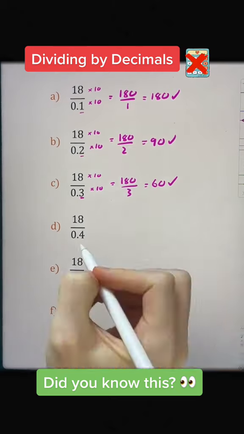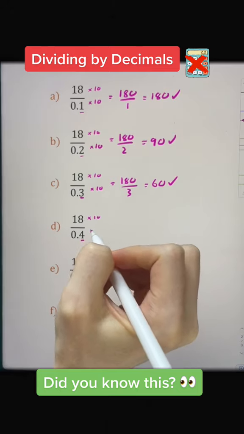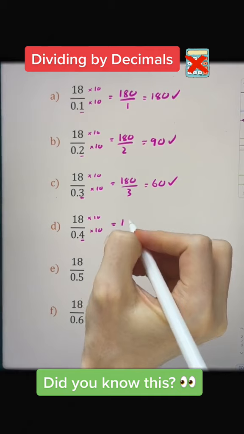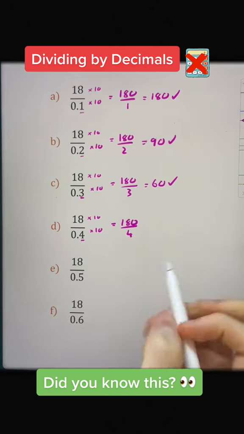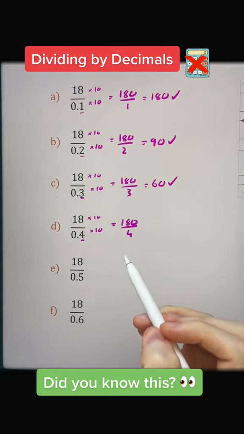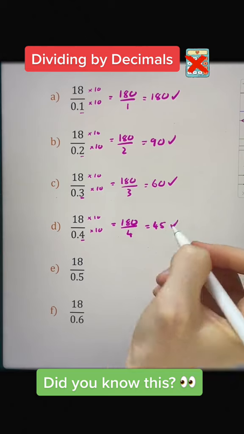For part D, again we've got one digit after the decimal, so once more I'm going to multiply the top and bottom of my fraction by 10 to keep it equivalent. 18 times 10 on the top will give us 180, and the bottom 0.4 times 10 will give us 4. When dividing by 4, that's the same as halving it and halving it again. Half of 180 is 90, and half of 90 is 45.